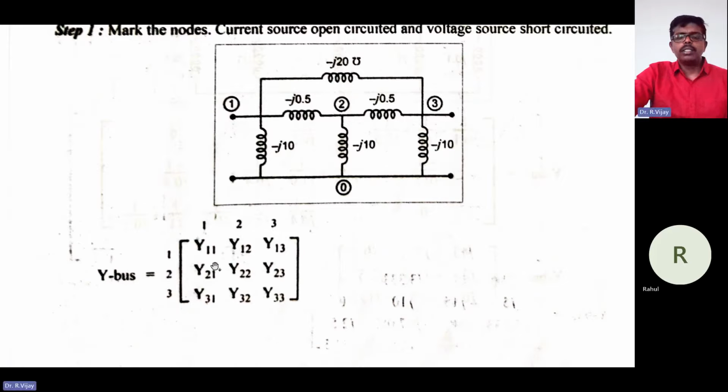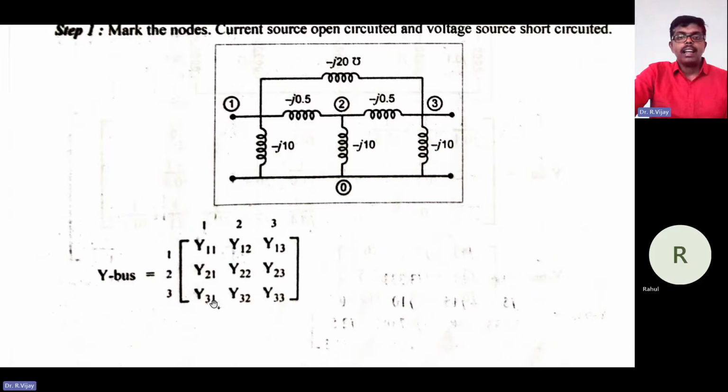Y12 and Y21 are similar, almost the same. Next, Y22. What are all the elements joining in node 2 that you need to add? Minus j into 0.5, minus j into 10, minus j into 0.5. That you need to add over here. Next, what is Y23? Y23 is nothing but minus of minus j into 0.5. That is nothing but j into 0.5.